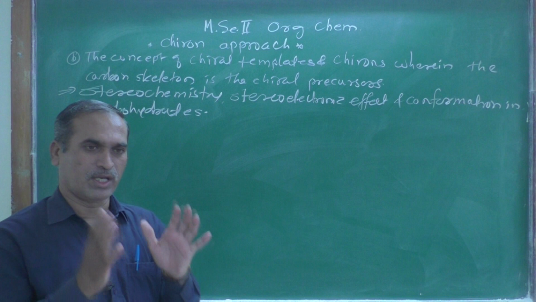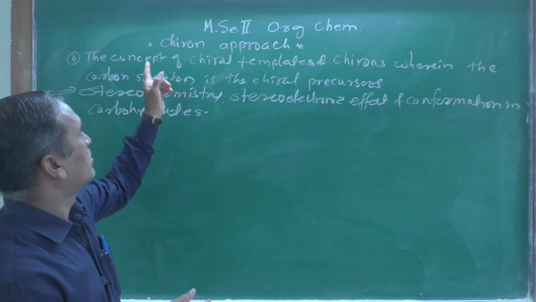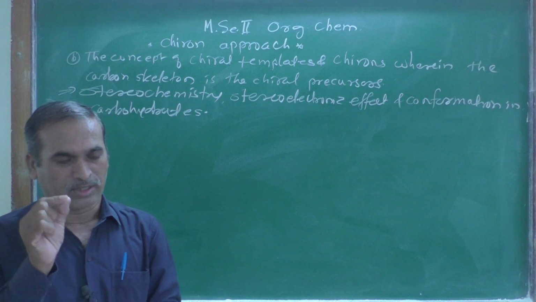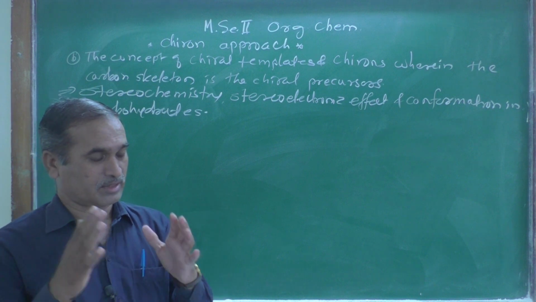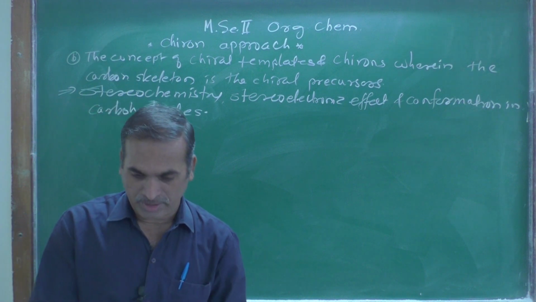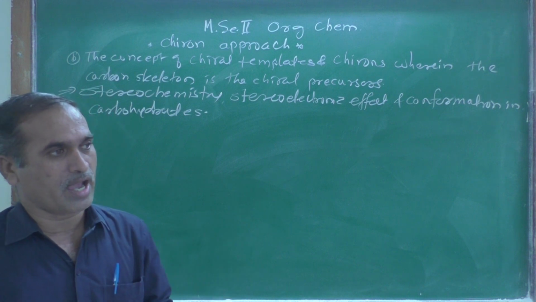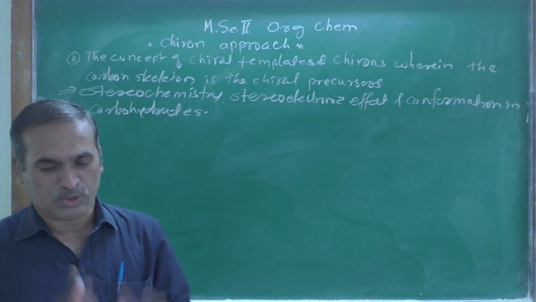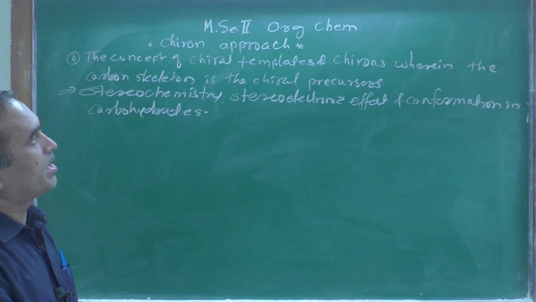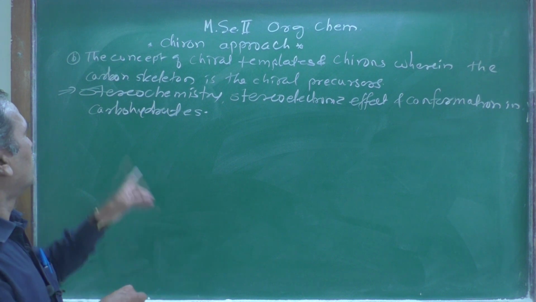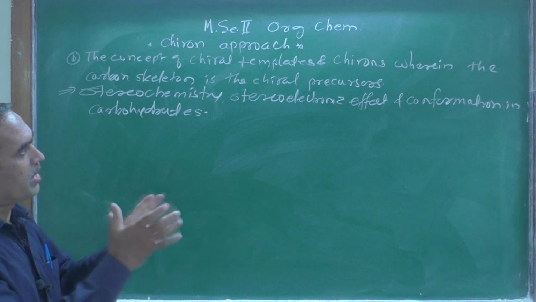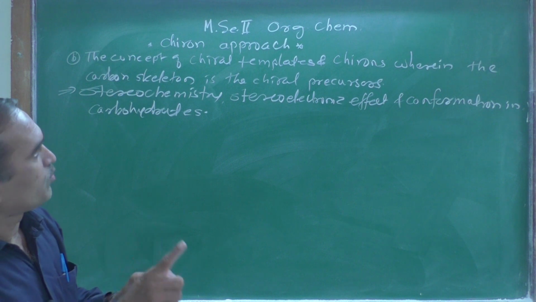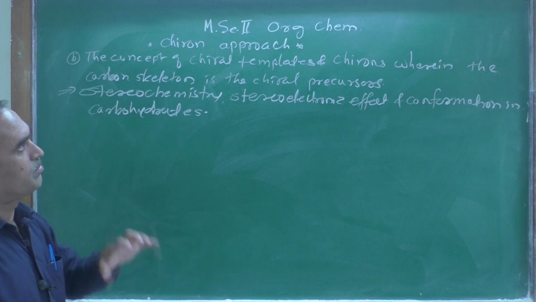Today we are studying the Chiron approach, the approach an organic chemist should keep in mind and how it is beneficial in this area. In that, we are learning the concept of chiral templates and chirons, wherein the carbon skeleton is the chiral precursor.